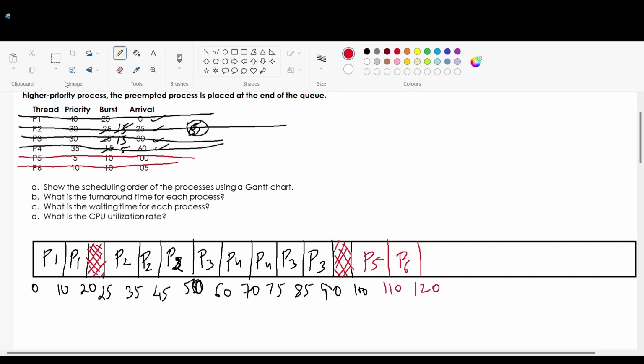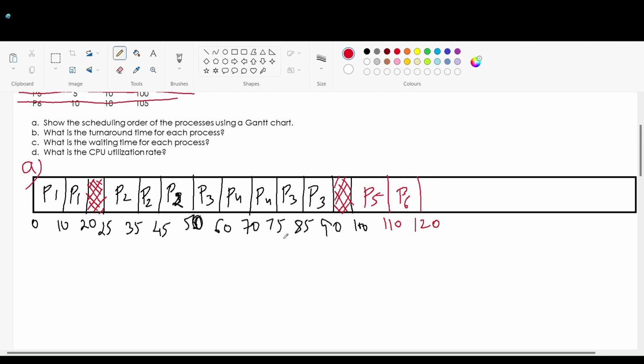Okay, so the first question is to show the scheduling order of the processes using a Gantt chart. So this is the Gantt chart and this is the scheduling order: P1, P1, P2, P2, P2, P3, P4, P4, P3, P3, P5, P6. So this is the answer to question A. Now, what is the turnaround time for each process? Now you will find the turnaround time.